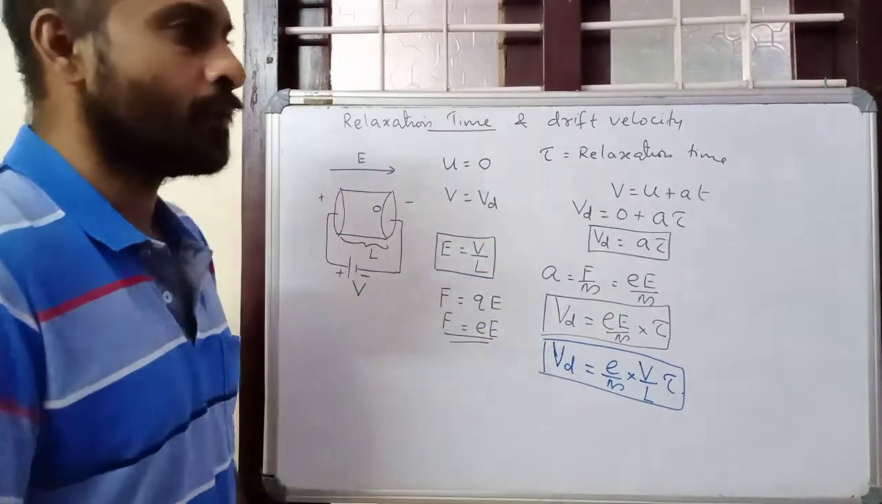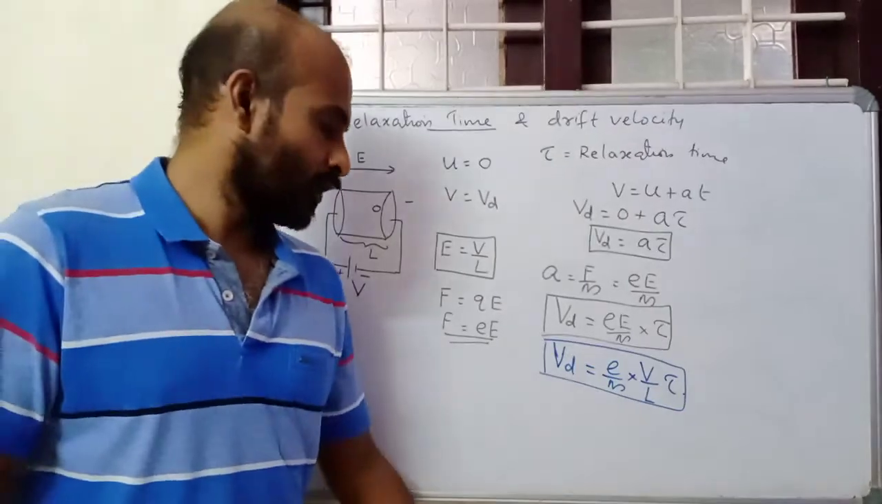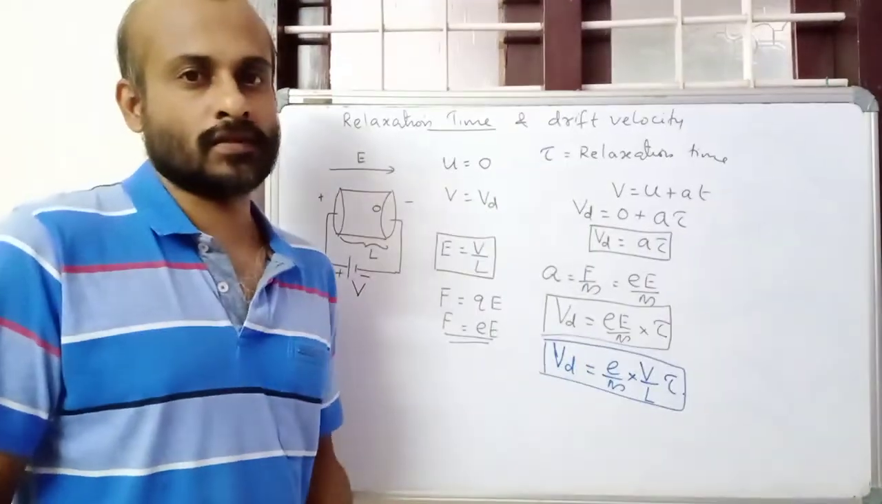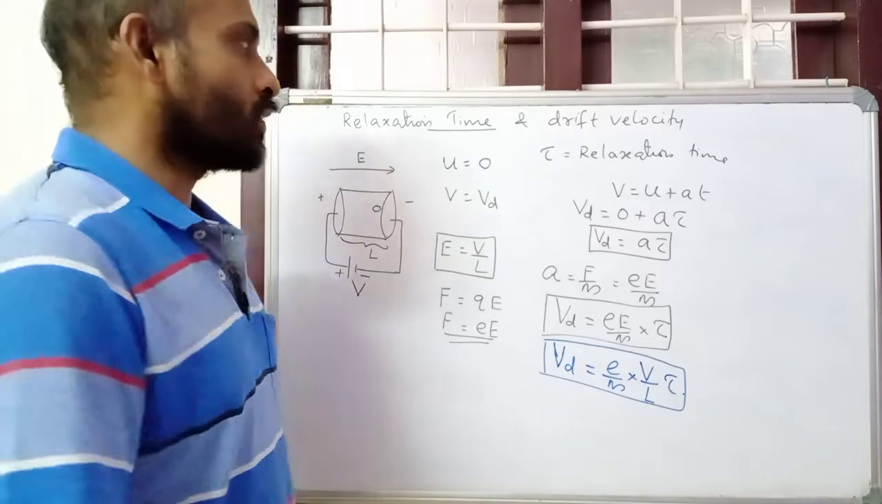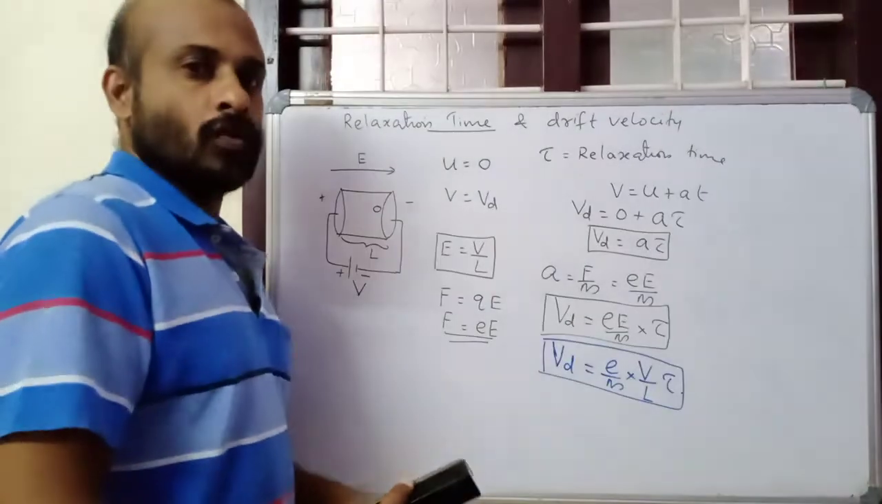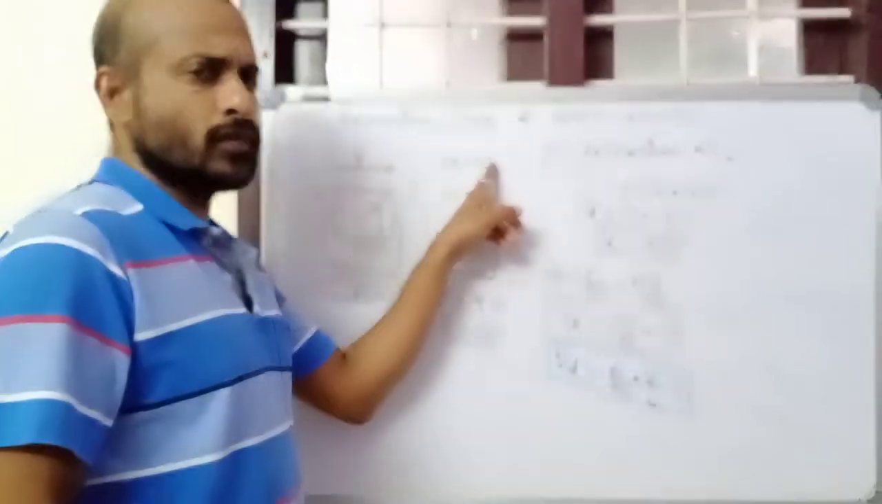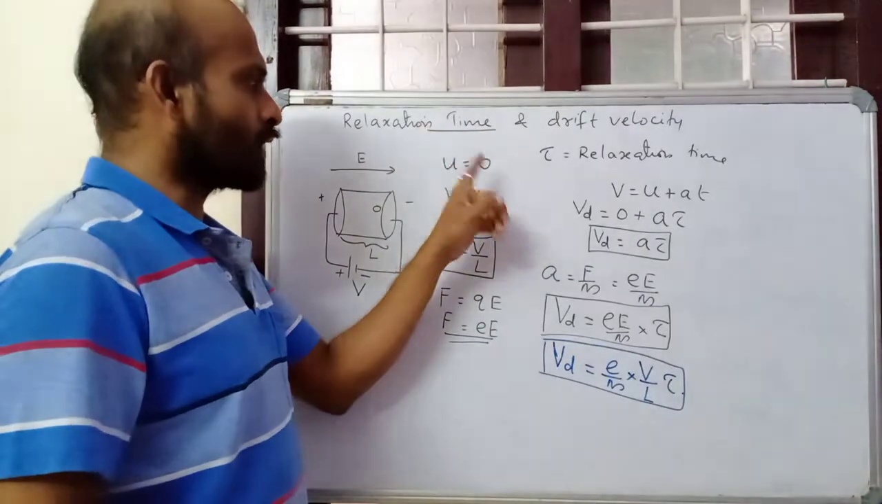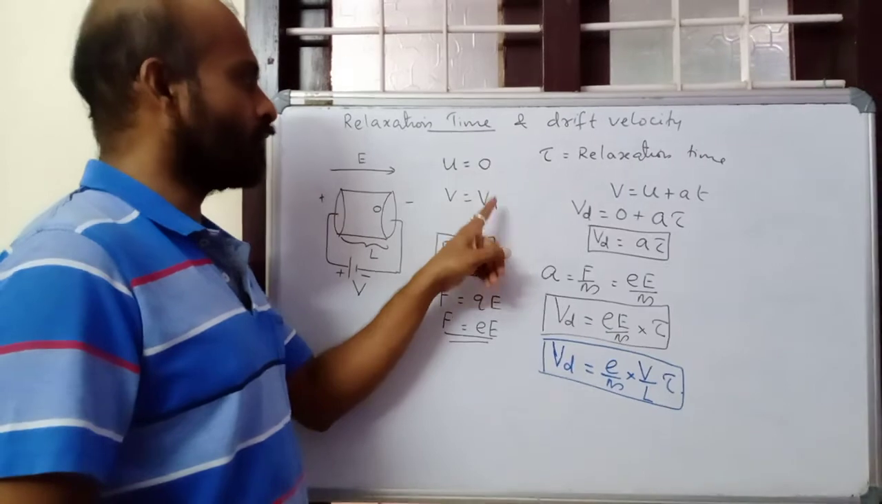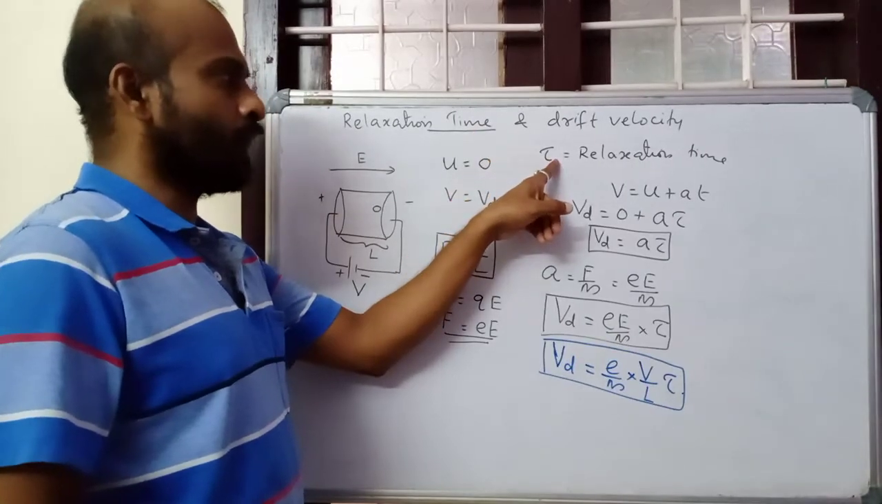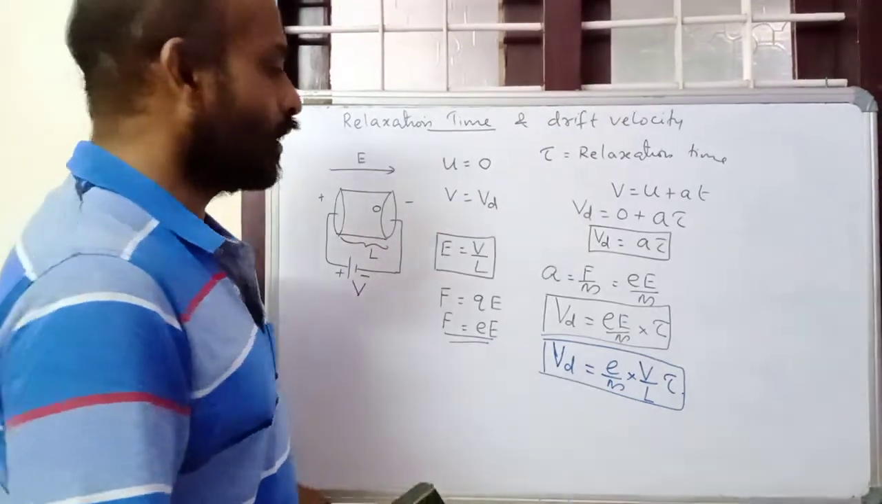So what is the relaxation time? It is the average time interval between two successive collisions. So relaxation time is the time taken for the electrons to get the average velocity called drift velocity from an average velocity 0. So electrons will acquire an average velocity Vd from a value 0 in a time, average time called relaxation time.